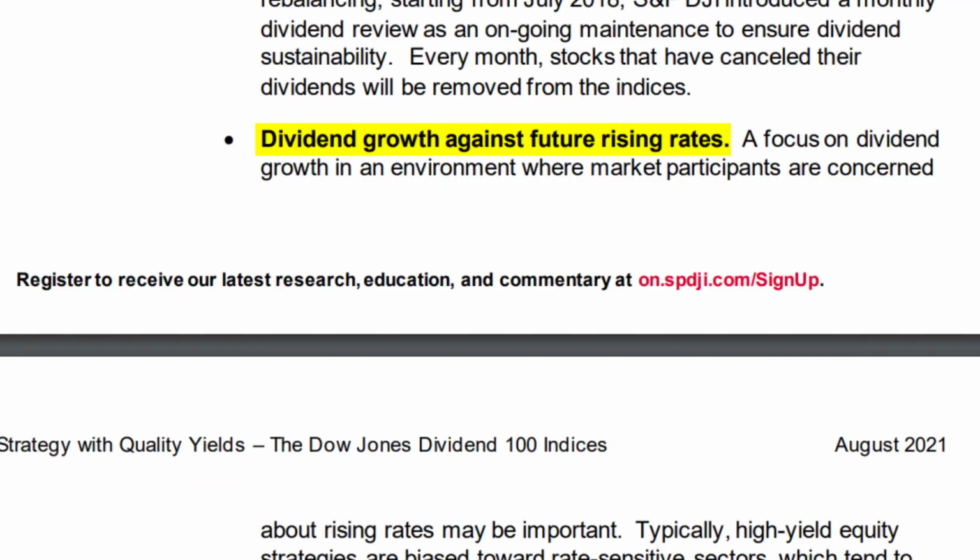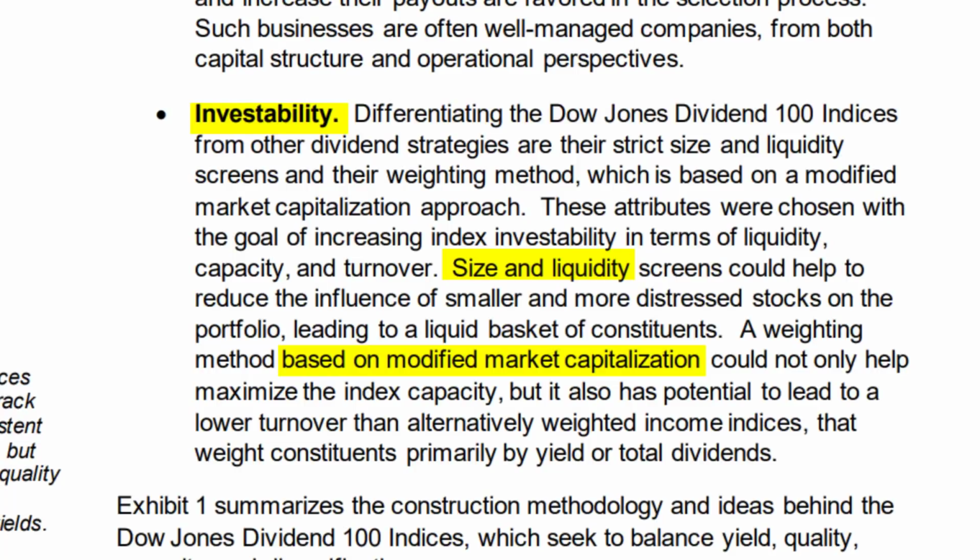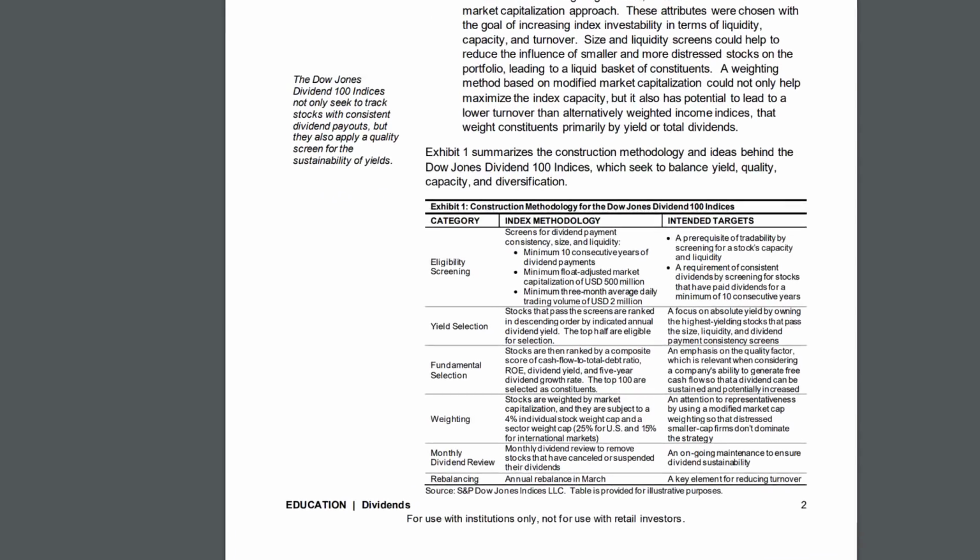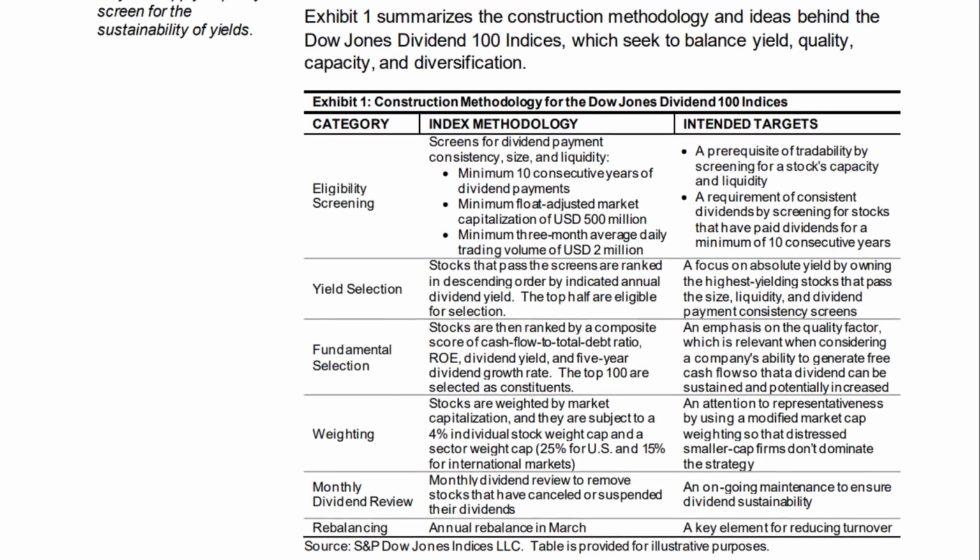There's also a focus on dividend growth against future rising rates. So interest rates are also a factor when looking at which companies are going to be held in this index. And then lastly, the investability of these companies, the size of the companies, the market cap, is also a factor. Now, when looking at the methodology here on this table, I want to focus on 3 sections: the eligibility screening, the weighting, and the rebalancing.